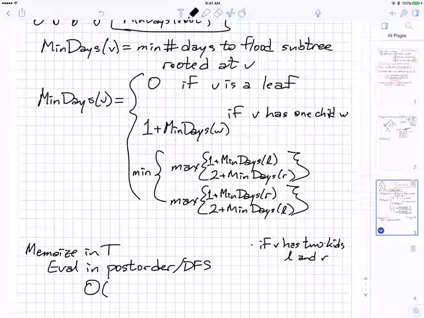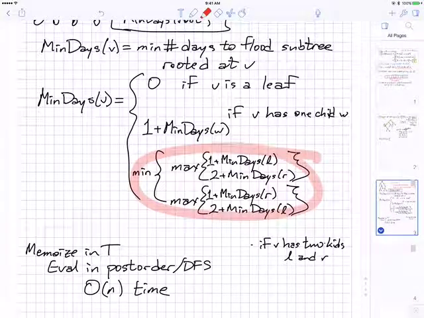Depending on whether it's said a tree with n nodes or a tree, it's order n time. At every node, I need to evaluate this expression, which looks complicated, but it's order 1 lines of code, and so it only takes order 1 time.